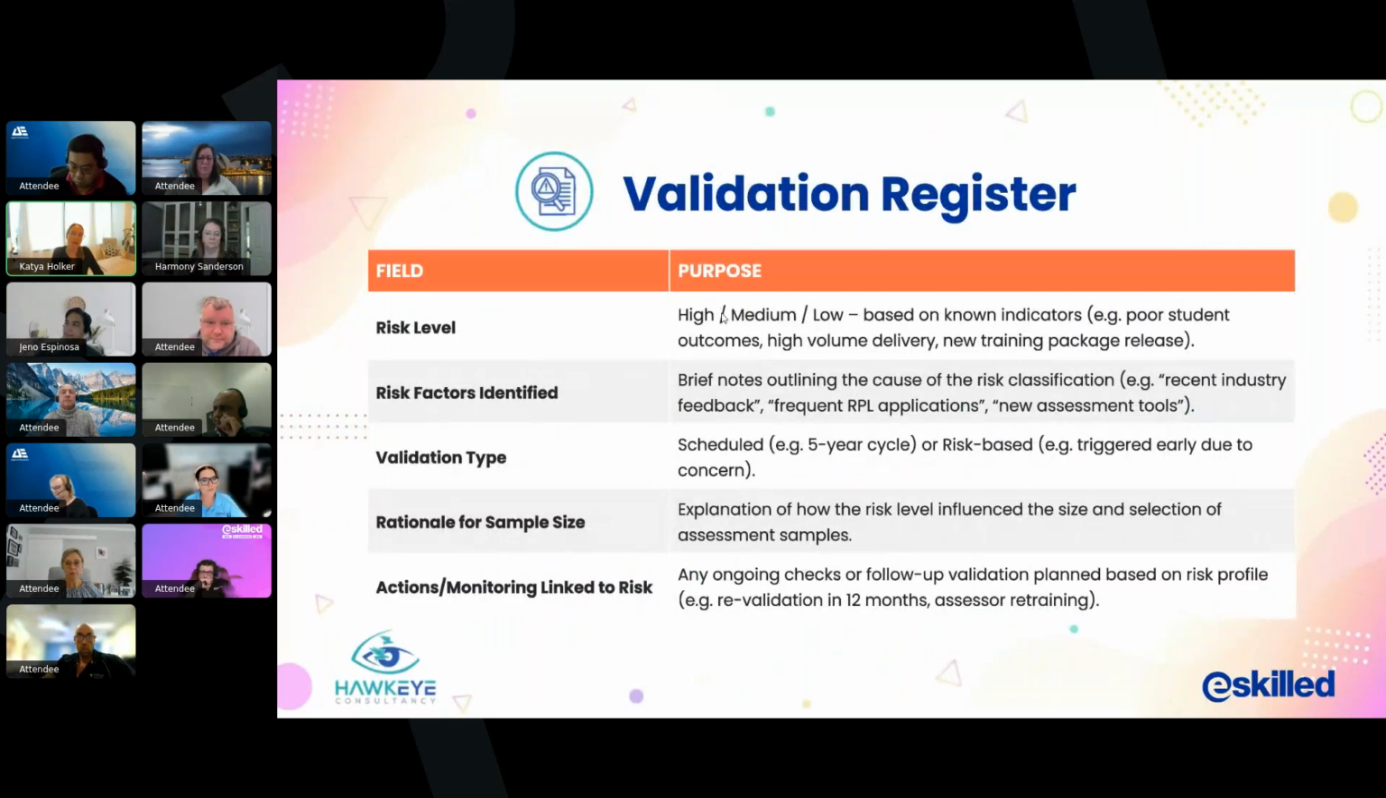So there are just some identified fields that we would recommend that you have within your validation register if anyone's looking at creating one or updating them, and they include the risk level, the risk factors that you've identified, the validation type, the rationale for sample sizing if you're going to include it, and then the actions and monitors that are linked to the actual risk.